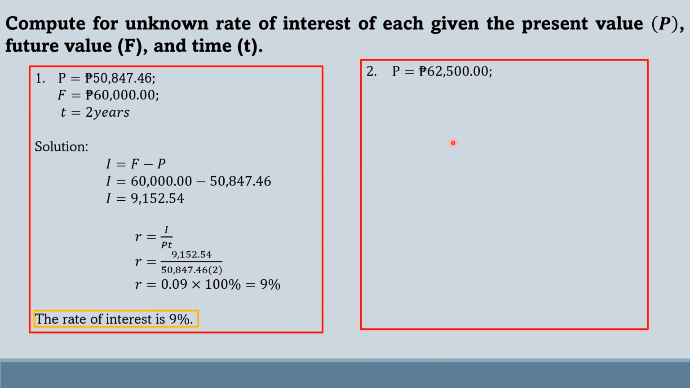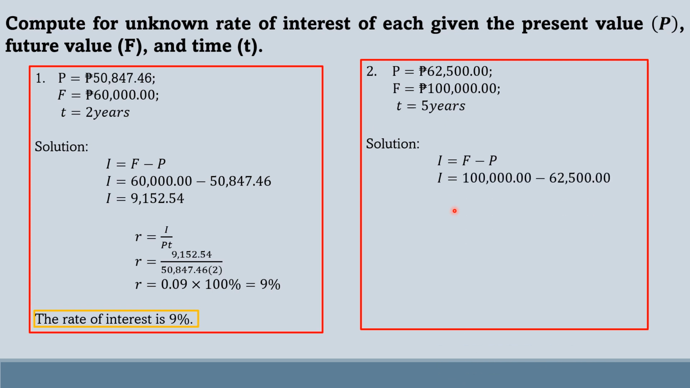Okay? Next. What if we had the principal amount equals 62,500 pesos with the final amount 100,000 pesos and the time is 5 years? So again, we'll use first I equals F minus P. So isusubtract po muna natin yung ating final amount na 100,000 pesos sa ating present value na 62,500. So ang ating pong magiging interest ay 37,500.